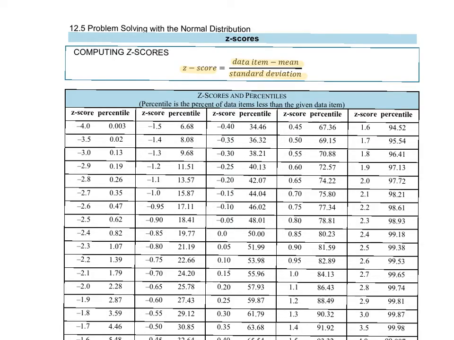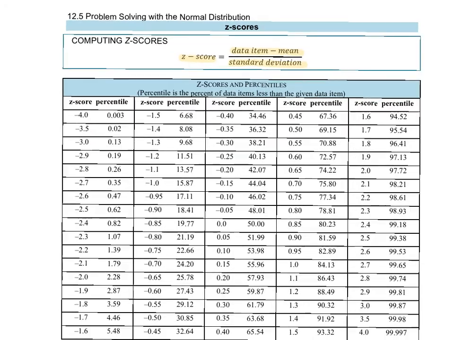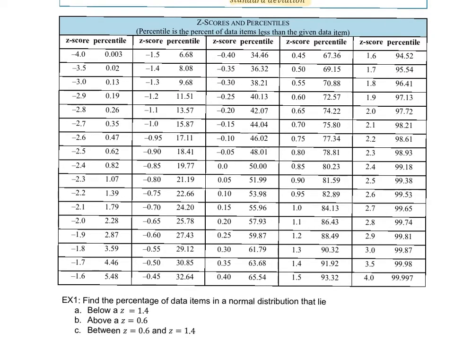So here we have a z-score and percentile chart. Every z-score in this particular chart goes from a -4 z-score to a +4 z-score. So every z-score is going to correspond to a percentile. This percentile is written as a decimal, but it doesn't have a percent sign on it. So we can assume that there's a percent there.